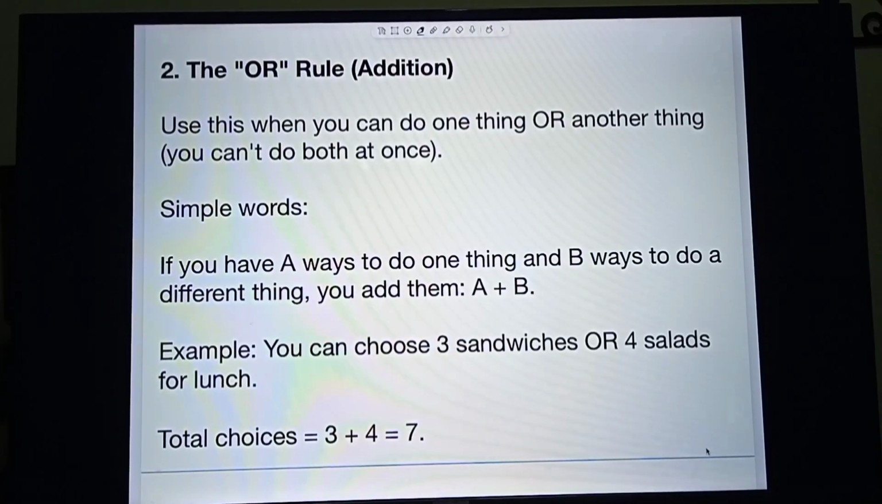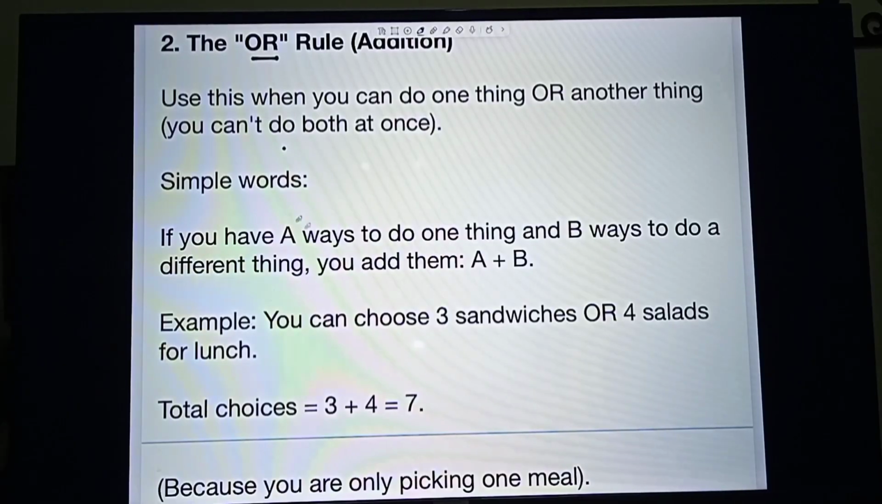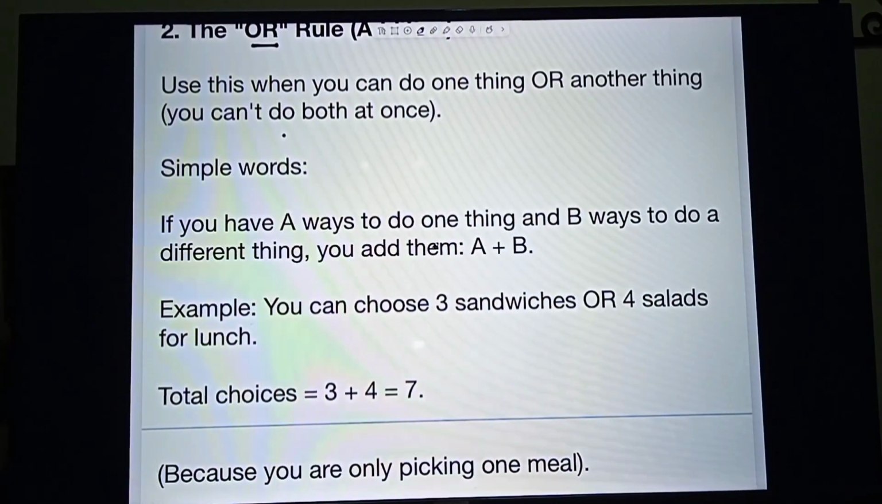The second one is the rule of addition, the OR rule. This rule is used when you can do one thing or another thing. You can't do both at once. Suppose you have A ways to do one thing and B ways to do another thing. So you need to add them.